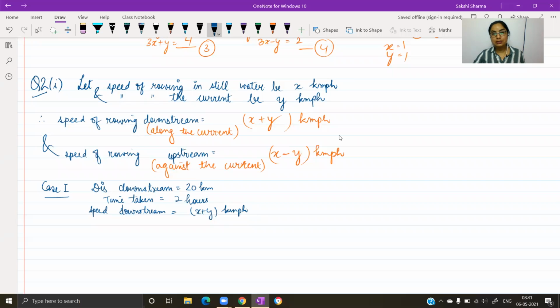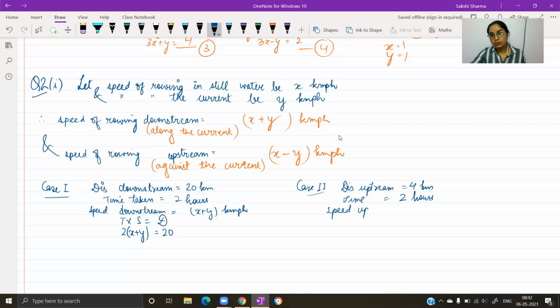Formulate an equation. 2 into x plus y equals 20. This is time into speed equals the distance covered. Same way, in the second case, you are given the distance covered upstream as 4 kilometers, the time taken as 2 hours, the speed of rowing upstream is x minus y kilometers per hour.